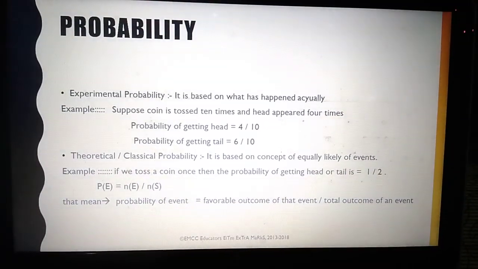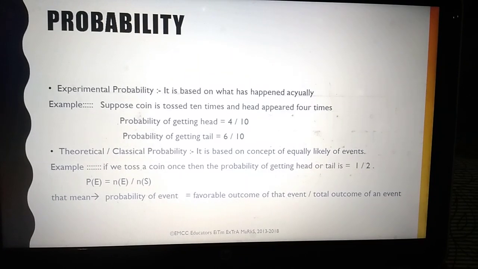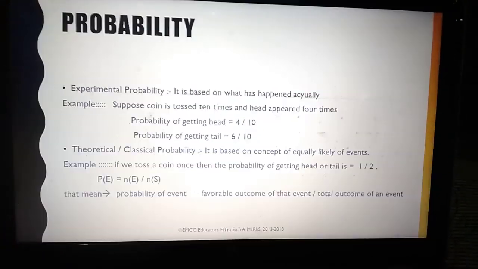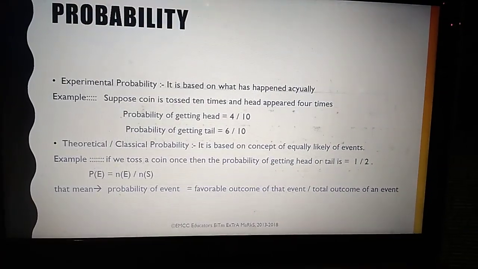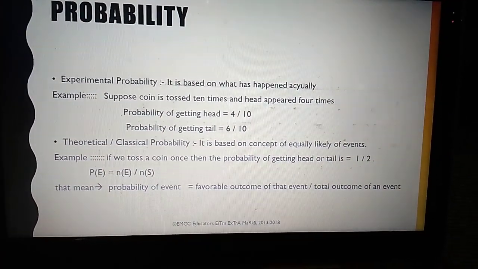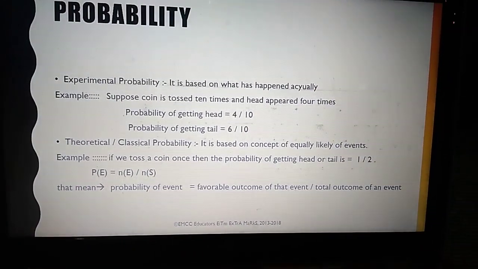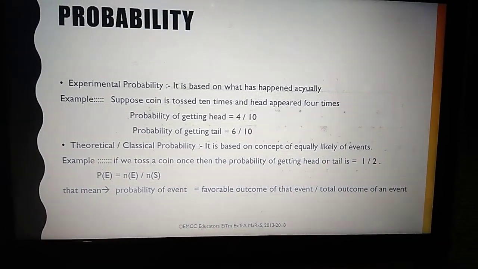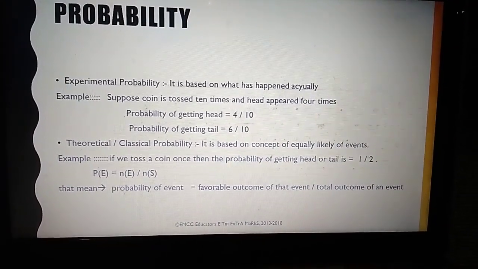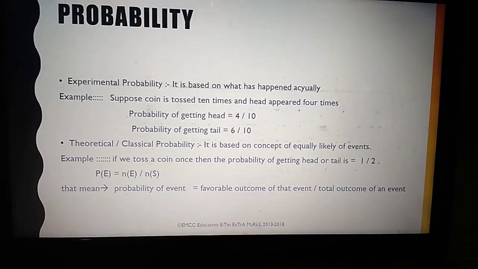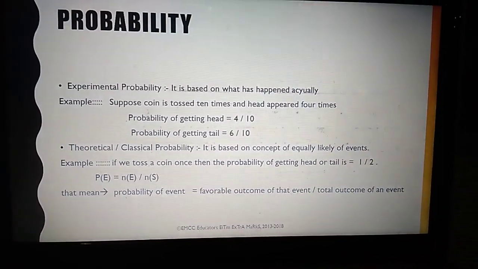So we can conclude that the probability of any event is equal to the favorable outcome of that event divided by the total outcome of that event. That is, P(E) = n(E) divided by n(S), where n(E) is the favorable outcome and n(S) is the total outcome of the event.